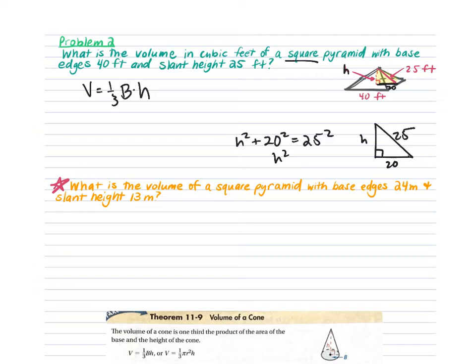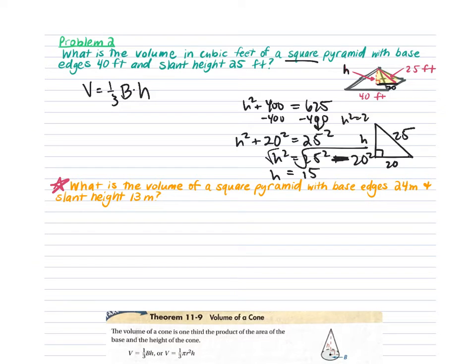If we subtract 20 squared and then take the square root, h is going to be the square root of 25 squared minus 20 squared, and we get 15. You can also, when you solve these, do 25 squared, which is 625, and 20 squared is 400, then subtract and take the square root of that, if you like that better. So we got h is 15.